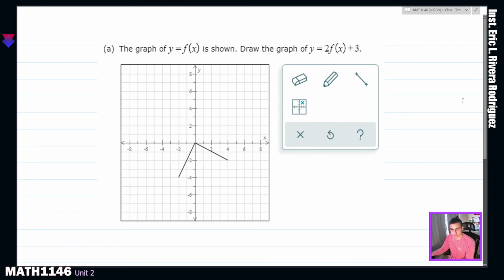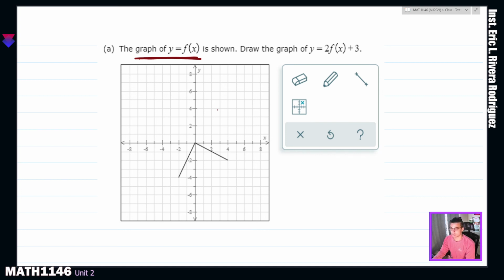This is the exercise that you have from Alex, and the first thing that you're getting is the graph of y equal f of x. What does that mean? You need to remember that the main methods to represent a function are a mathematical equation or a graph.